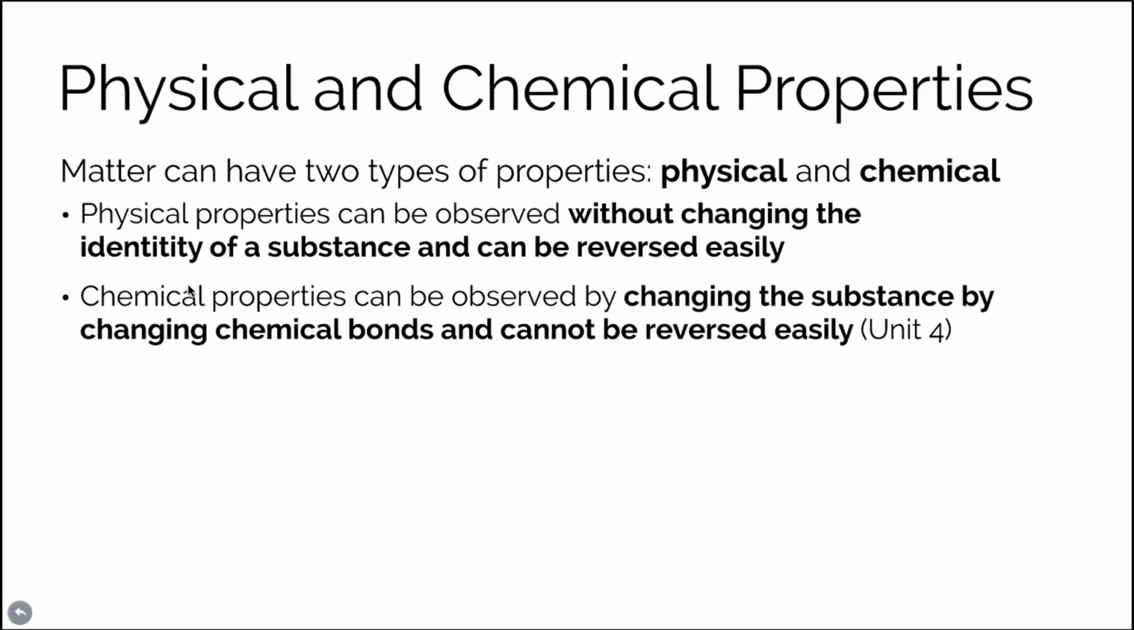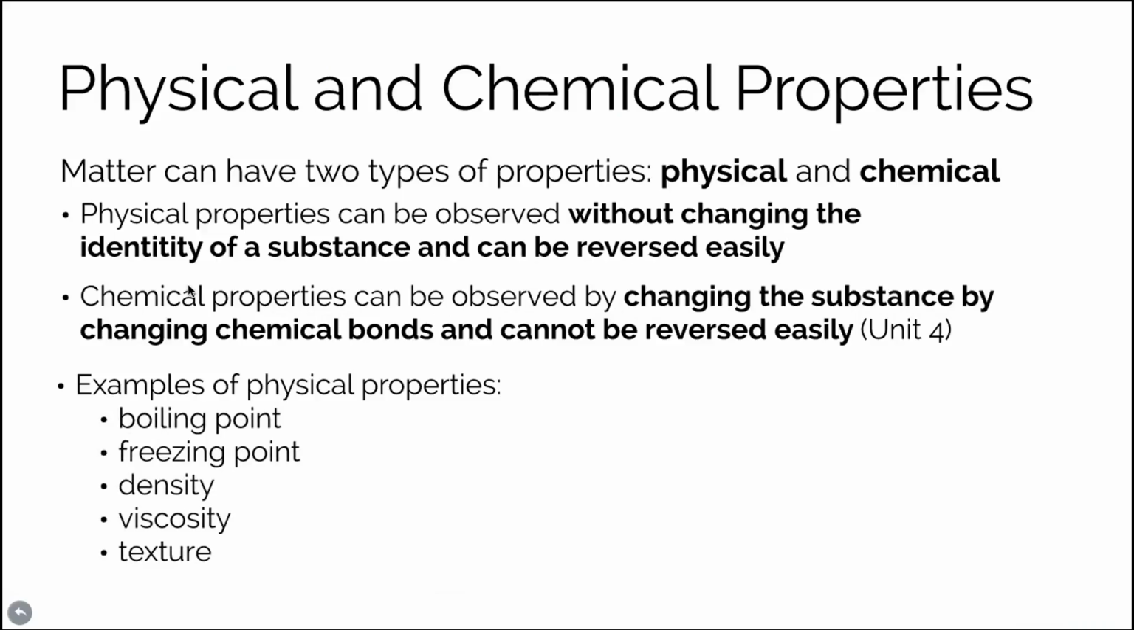The chemical changes, they're a little bit more difficult to deal with because you can't just observe it. You have to make a change in the substance to know what their chemical properties are. And so doing this actually changes the identity of your substance. You might change the type of compound that it is, and these cannot be reversed easily. But again, we'll be talking more about that in Unit 4, so just hold on to those concepts for a little while.